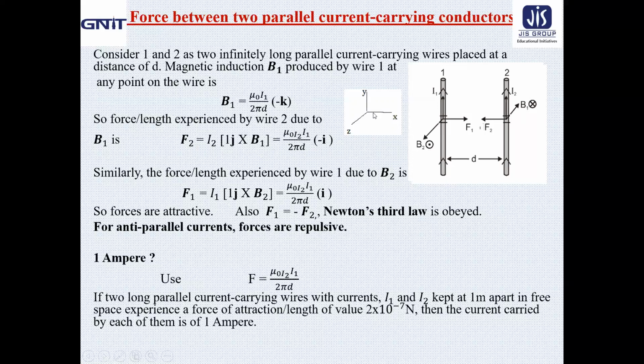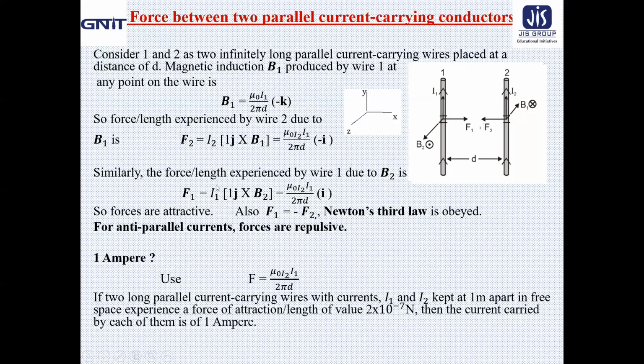Now take a look. This direction is plus x, so the unit vector is plus i. Now it is minus i, so it will be just opposite to it. So it is minus i, which means wire 2 will be attracted towards wire 1. So the force on I2 will be attracted towards I1.